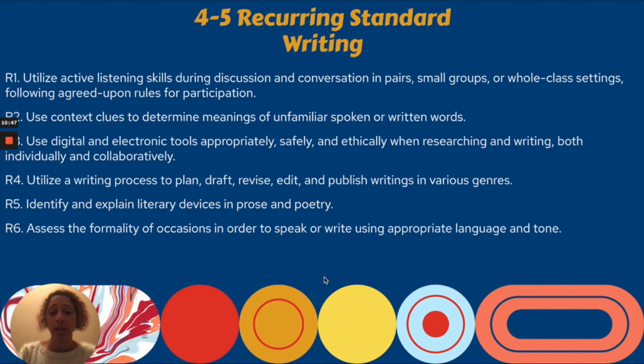Again, with the digital electronic tools, that's very similar. Utilize a writing process to plan, draft, revise, edit, and publish. Identify and explain literary devices in prose and poetry. That is a little bit different, but it's that explain is where we get to that writing prompt. And then assess the formality of occasions in order to speak or write using appropriate language and tone. So R5 and R6, making sure they know their audience and making sure they're able to explain what they're reading. Again, that's that expression part of our standards.